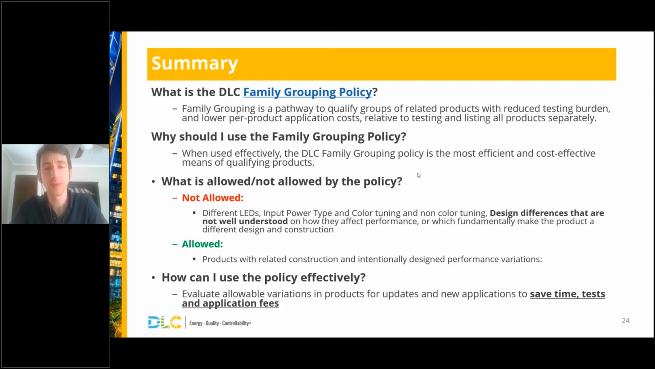So to summarize, the family grouping policy is a pathway that can be utilized to qualify groups or a group of related products to reduce the testing burden and the per product application cost. Generally, it is the most time efficient and cost effective method to qualify products.